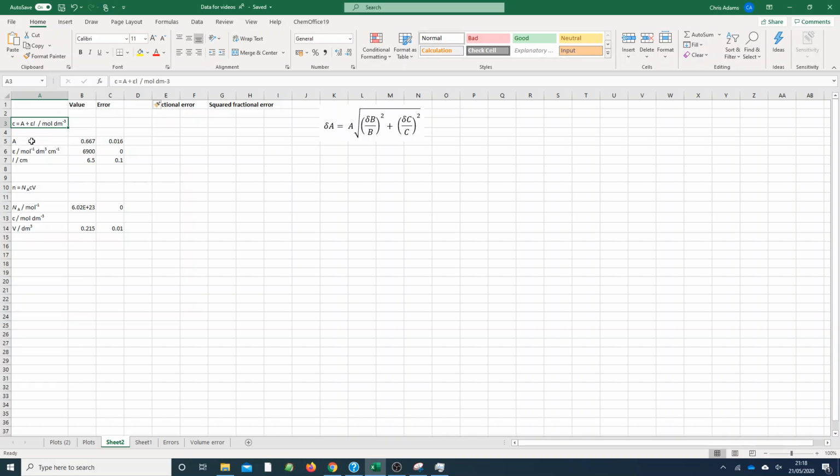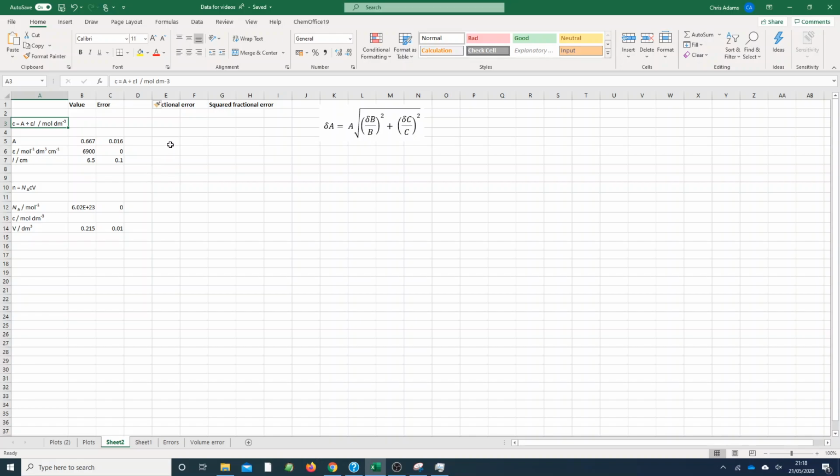So we've already worked out what our absorption A is. It's 0.667 in my case, with an error of 0.016. The extinction coefficient is 6,900, and for the purposes of this exercise, we're going to assume it doesn't have an error. And the path length, the width of my glass, was 6.5 centimeters, with an error of 1 millimeter, 0.1 centimeters.